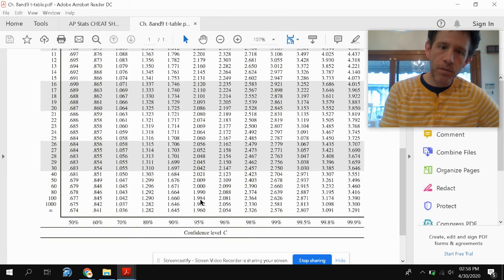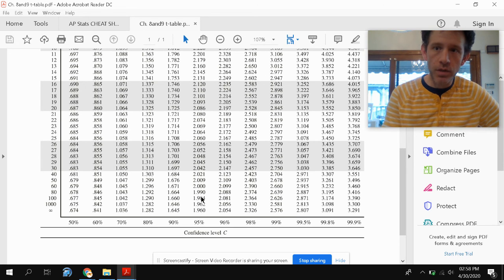The larger the sample size gets, the closer you are to the z star calculation. So that's how you deal with degrees of freedom on this and do your calculations.